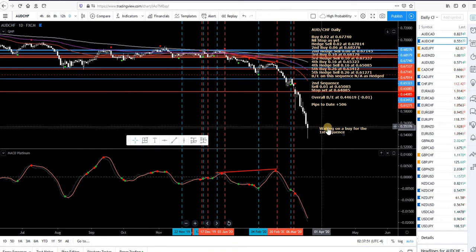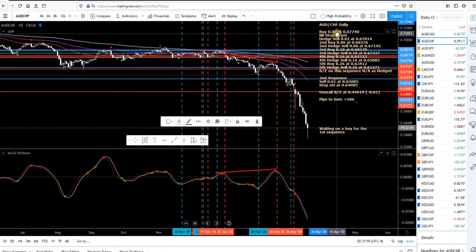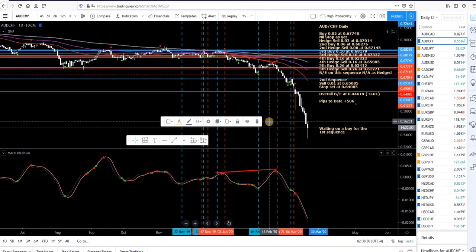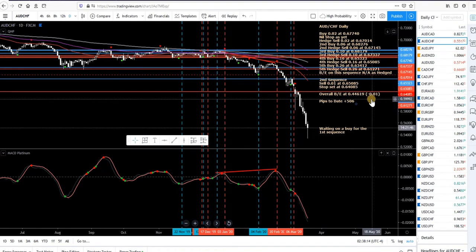Now, you can always pause the video, read my notes. It's a bit confusing and the writing might be a little bit hard to read. Basically, I'm in multiple sequences here. Started back here. This drop's unbelievable, just in the last week. Look at this, look to the left here, it just drops off a cliff. This is Aussie Swiss. You can read my notes.